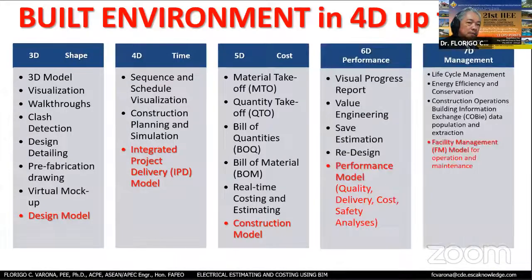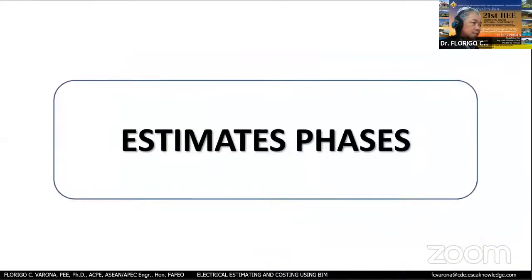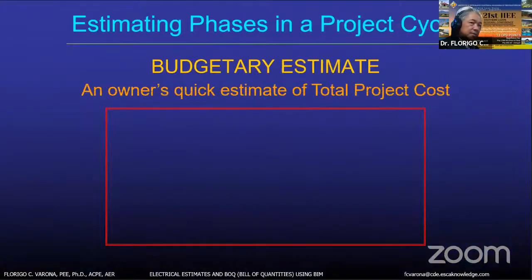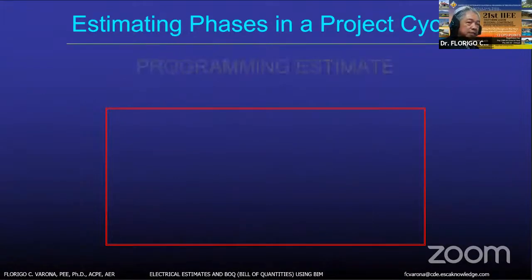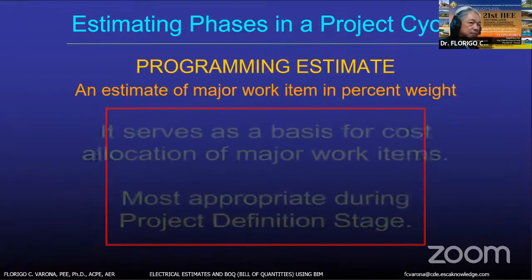Now, okay, then we now have the estimate phases. Now, in the estimate phases, the first phase of estimating is the budgetary estimate. This is an owner's quick estimate of the total project cost. So it's done during the conceptual stage. Then we have the programming estimates.